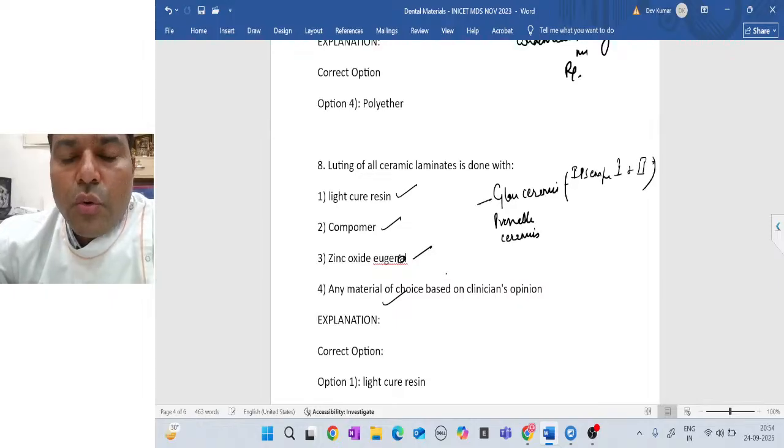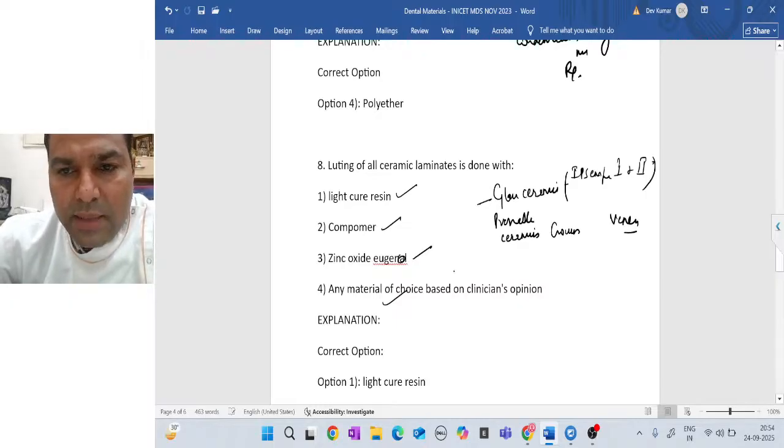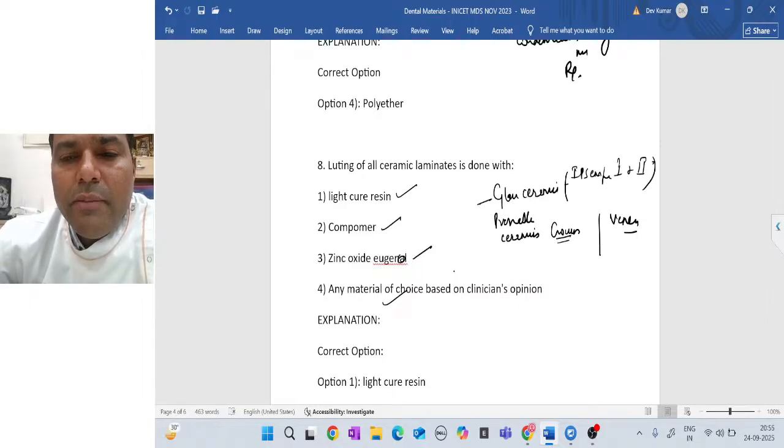Okay, so glass ceramics, if we have a crown, then we have a veneer made up of glass ceramic. So when we are talking with respect to a crown, because a crown will be thicker, around 1.5 to 2 mm, if the color of the underlying cement changes, it won't change the color of the crown. So we can lute an all ceramic crown with the help of a dual cure resin cement.